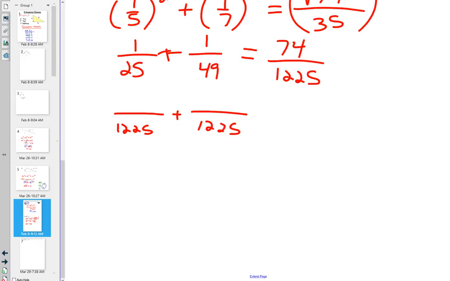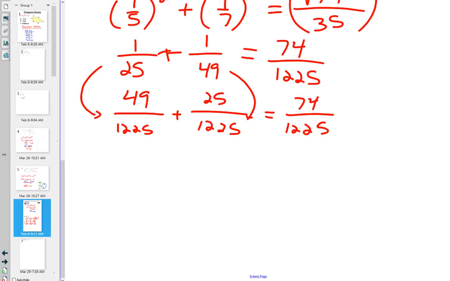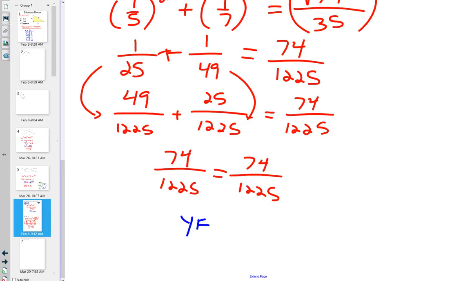Since on the bottom to get from here to here I did times 49, I gotta do that on the top, that gives me 49. Since here I had to do times 25, 1 times 25 is 25. Add them up and I get 74 over 1225 is equal to 74 over 1225. Did I end up with 2 equal sides? Yes. So yes, I have a right triangle. But do I have a Pythagorean triple? No, because of the fractions.